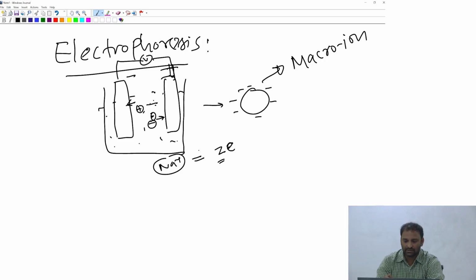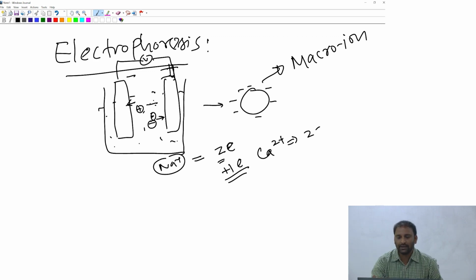So, in this case for Na plus, that is equal to plus 1 times E, that is the charge on Na plus. Now, if I have Ca2 plus, it is going to be 2 times E. Similarly, if I have a macro ion, say that there are some 10 charges on the particle surface, therefore I can say that 10 charges multiplied by E is going to be the charge on the particle, say Q.